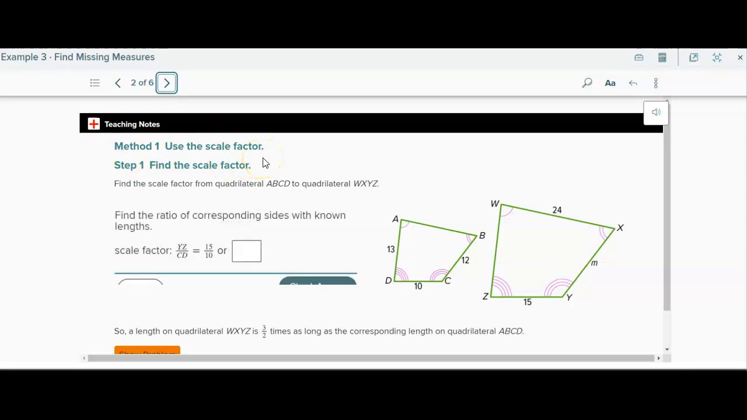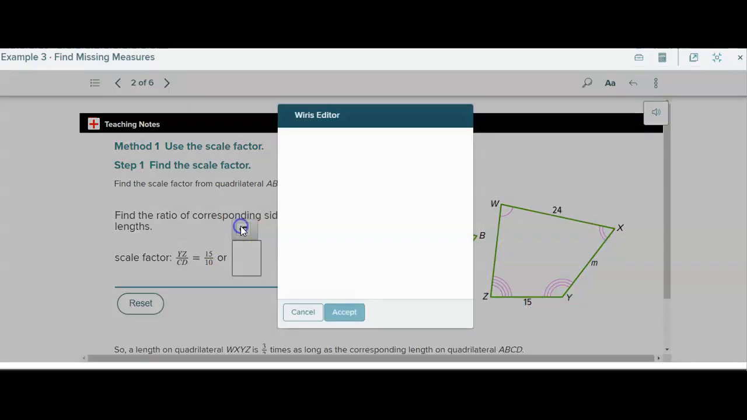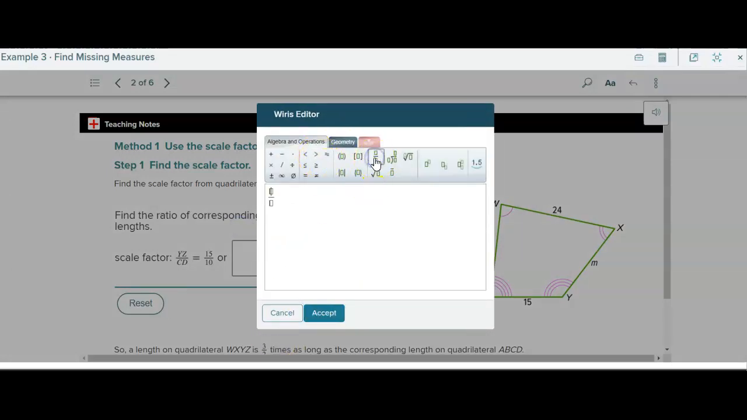We'll look at 2 methods for doing this. One way is to find the scale factor from the smaller to the larger. It really doesn't matter which order you put these in, as long as you keep it consistent. The ratio of corresponding sides, these are the only 2 sides where we know both of the quadrilaterals. Since we are given that they're similar, we know that the ratios of all the sides will be equal. So we can just use this side and this side that we know, which is 15 to 10. You want to divide and simplify as much as possible. We can divide each of those by 5 to get 3 over 2.